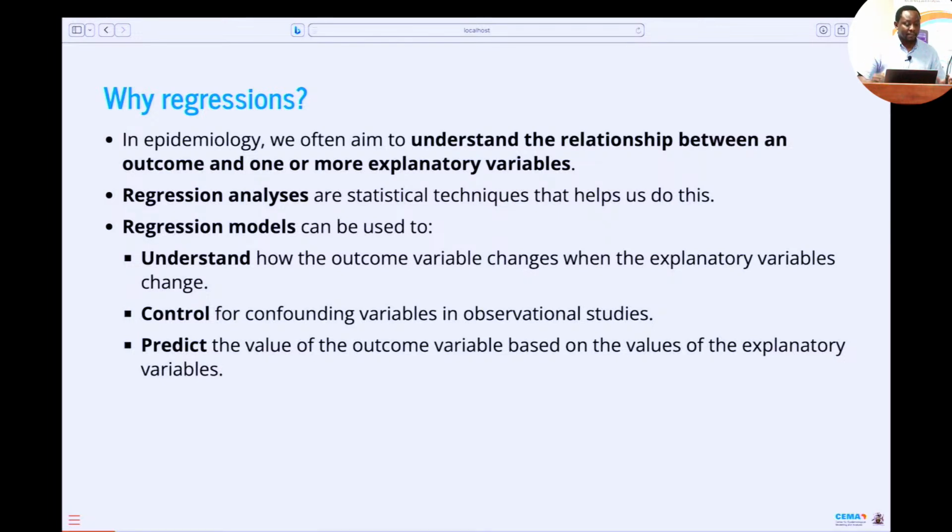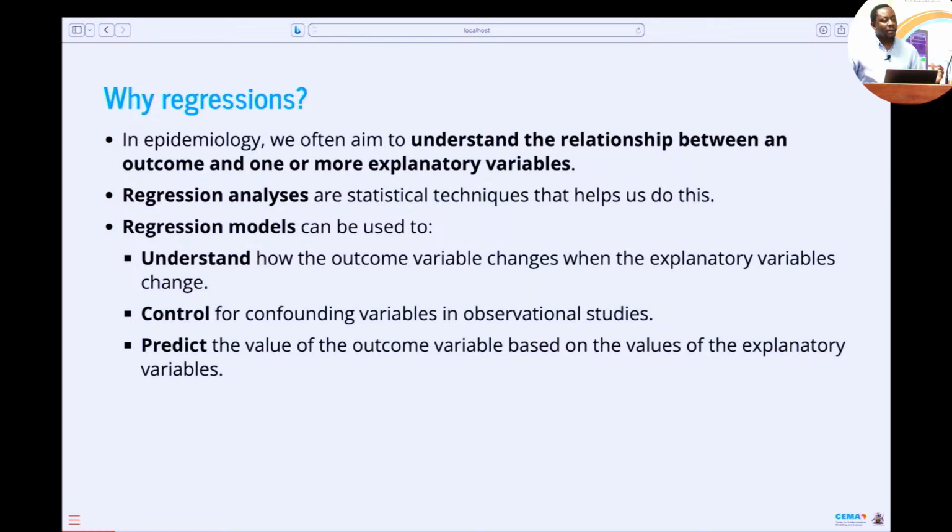That's the whole idea. Now, regression analyses are basically statistical tools that you use to help you make the connection between outcomes and explanatory variables. And regression models can be used for many things. One of them is just to understand how outcome variables change when you change, say, the explanatory variable. It also helps control for things like confounding.